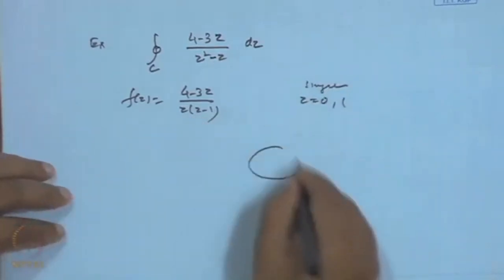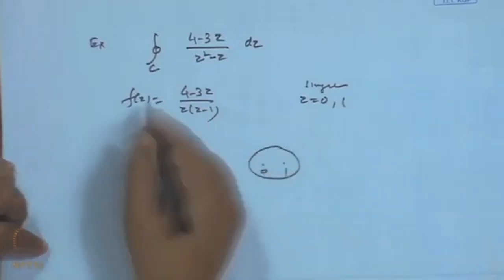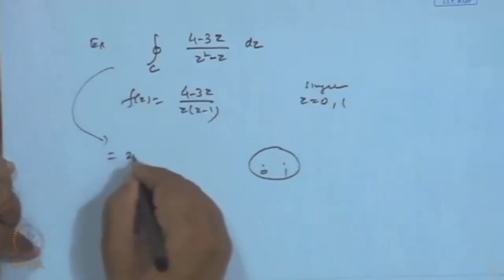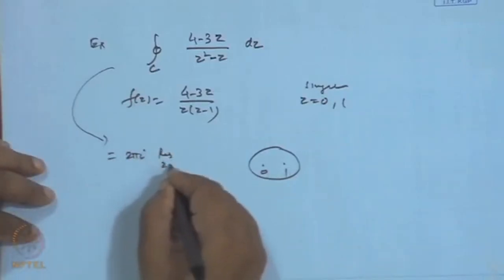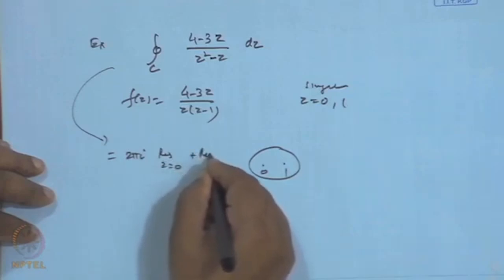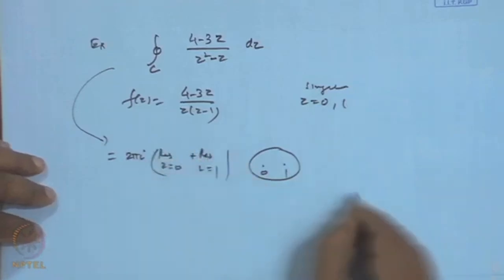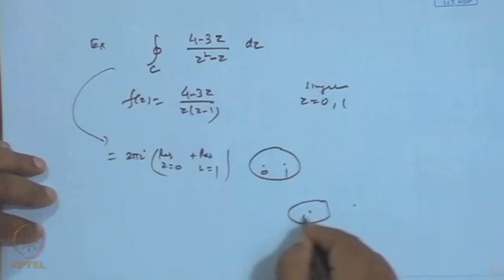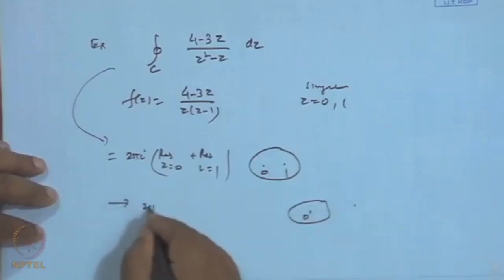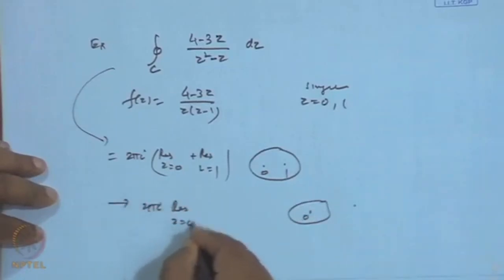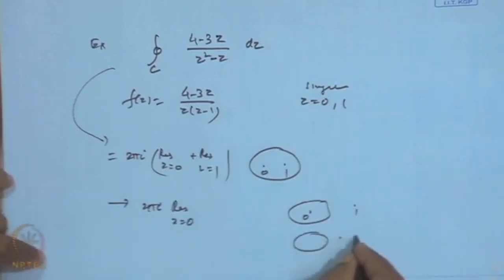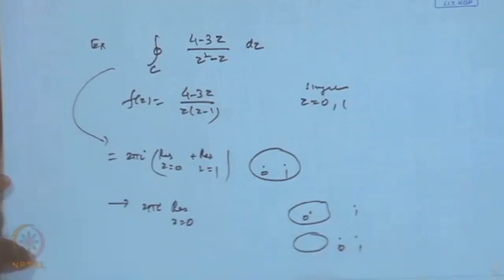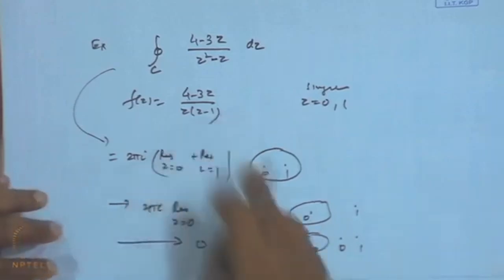Suppose C encloses both the points 0 and 1, then the value of this integral will be 2 pi i times the sum of the residue at z equal to 0 plus the residue at z equal to 1. If it encloses only one point and the other is outside, then the value will be 2 pi i times the residue at that point, z equal to 0. And in the third case, suppose both the points 0 and 1 are outside, then the integral along this curve will be 0, because the function becomes analytic.